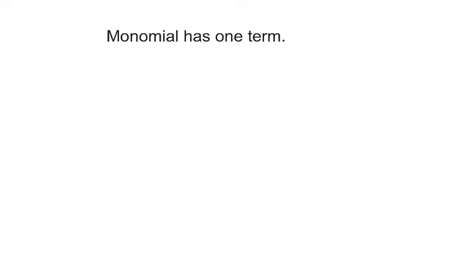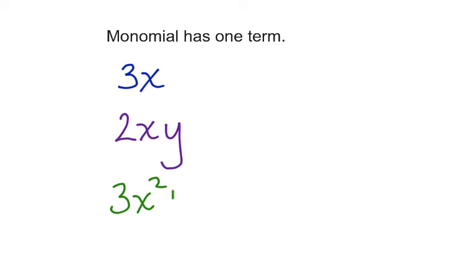A monomial has only one term. 3x is a monomial. 2xy is a monomial. 3x squared, y squared, z is a monomial. Each of these is one term. It is a monomial.